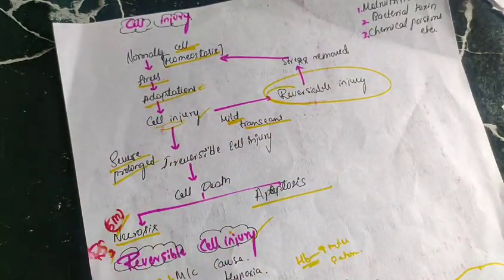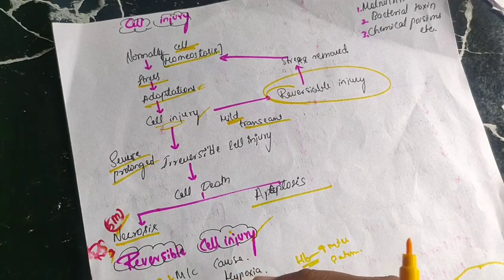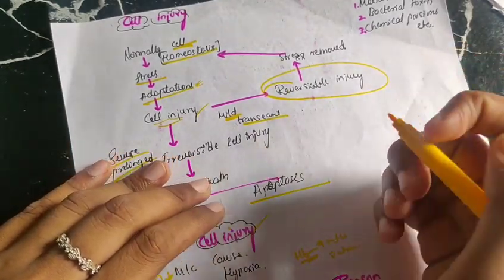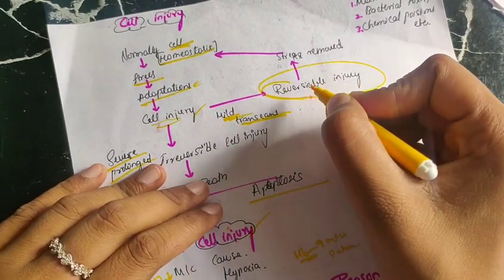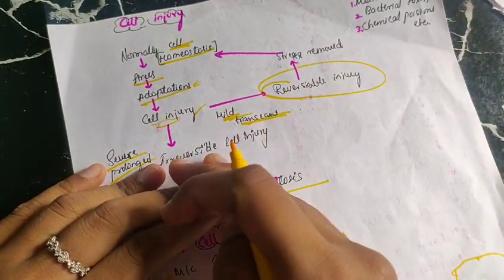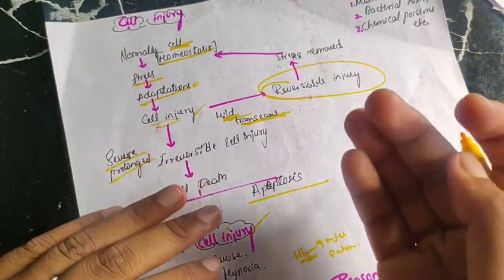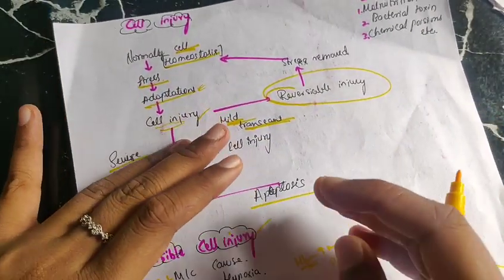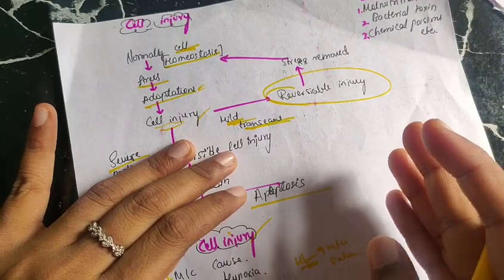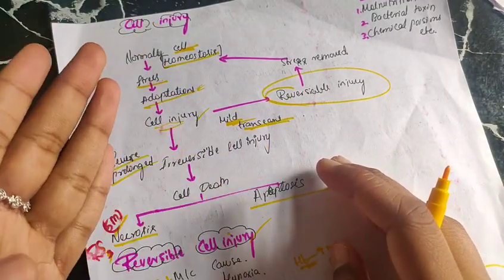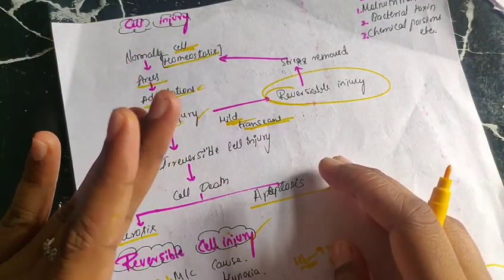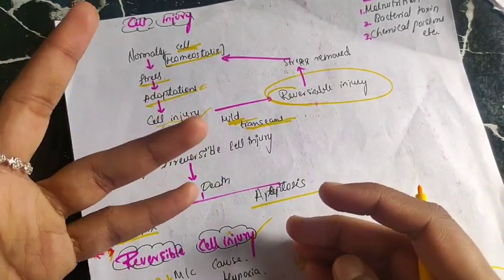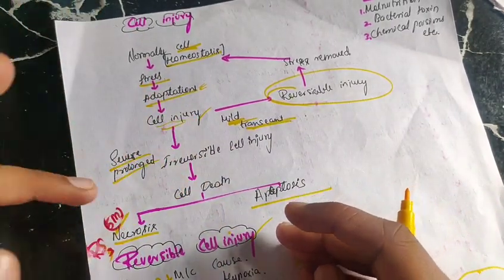Cell injury may be mild and transient, or it may be severe and prolonged. If it is a mild and transient stage, it will be reversible cell injury, so that it can be reversed. For example, take fatty liver. Alcoholic patients will be having a fatty liver. If they stop consuming alcohol, that fatty liver is reversed and becomes a normal liver. If the consumption of alcohol is prolonged, it becomes cirrhosis of the liver, which is irreversible.